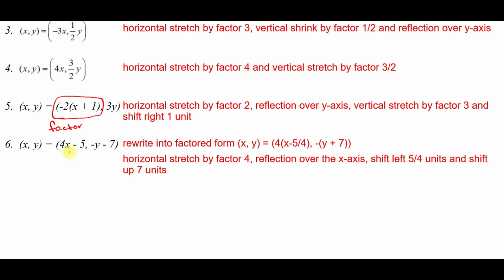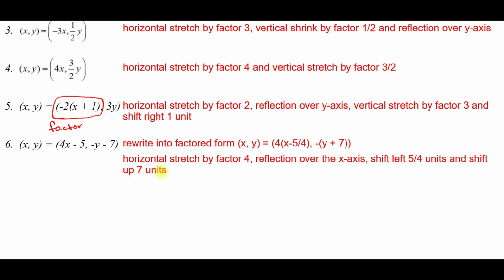So we're going to factor out the 4. So if I factor out the 4, that's going to leave me with x minus 5/4. And on the second term, we have to factor out the negative. So if we factor out the negative, then we have a y plus 7. So it's important to do those factorings so that you can get the appropriate shifts. Everything else will kind of be the same, but your shifts will be wrong.